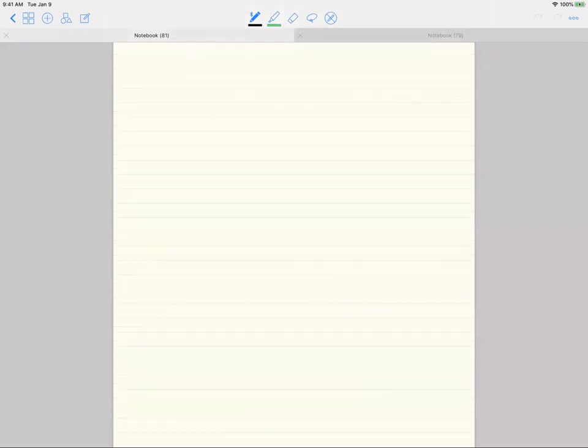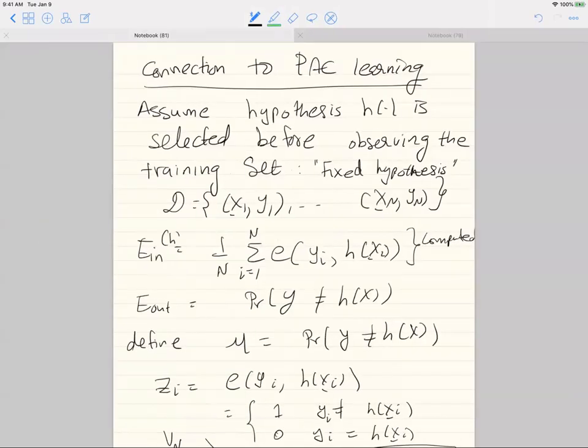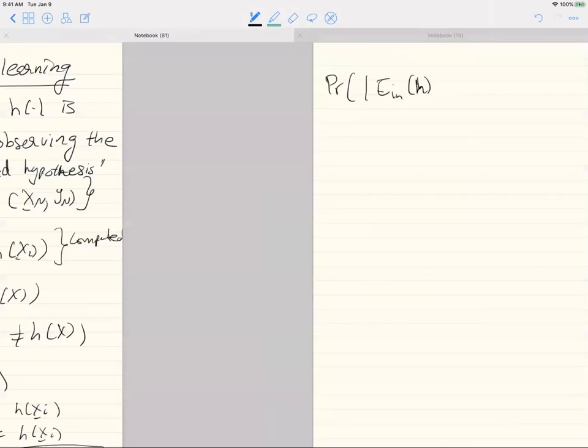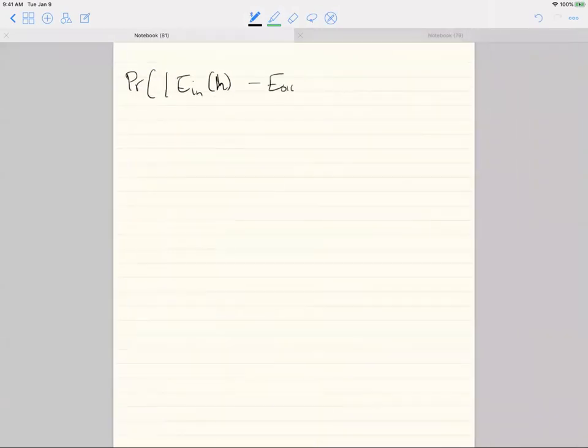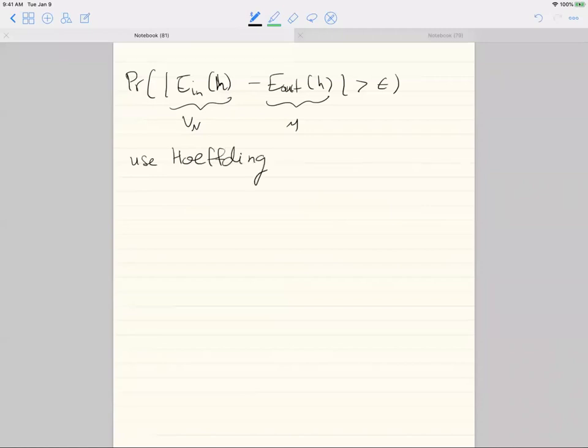And so if we want to compute the probability that E_in of H, and I'll put H here just to emphasize it's a function of the hypothesis that we have selected, minus E_out of H is greater than epsilon, then this is basically our Vn, this is our mu, and so we can use Hoeffding to show that this is less than 2 e to the minus 2n epsilon squared. And so immediately that example applies.